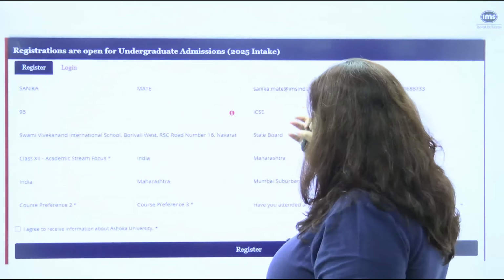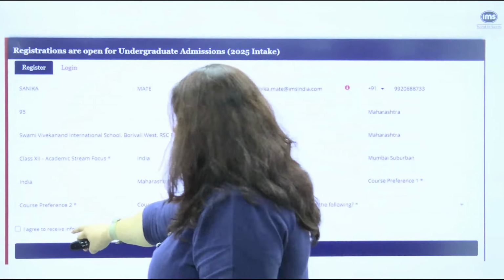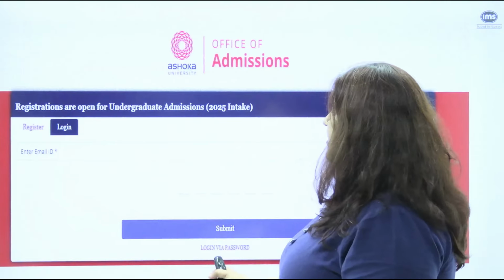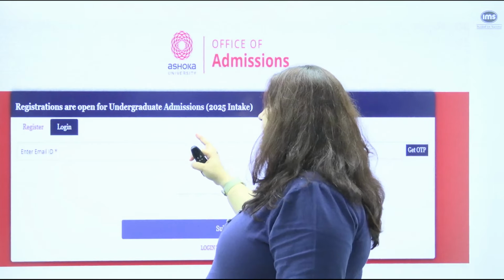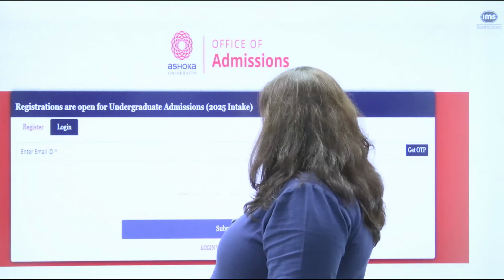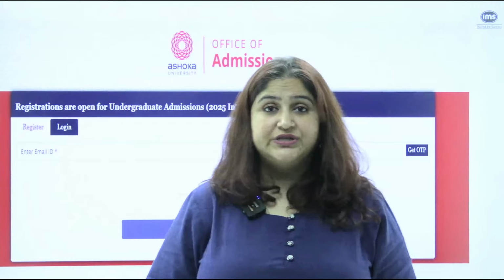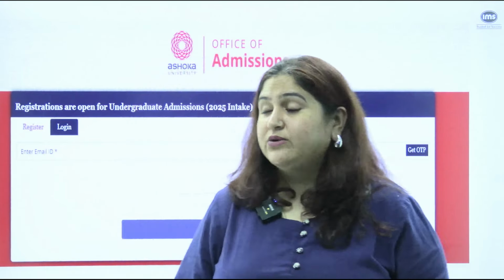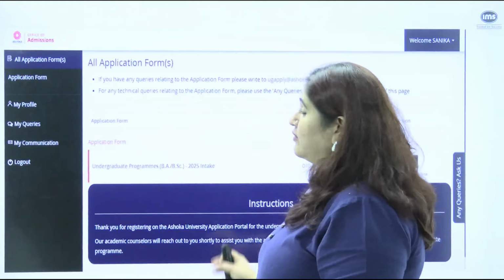Once you upload this, you click on this particular part, "I agree to receive information," and you click register. Once you register, it will ask you to update your email address, and there will be a verification done on your email address where an OTP will be sent. Once you upload your OTP, you will be allowed into the form.